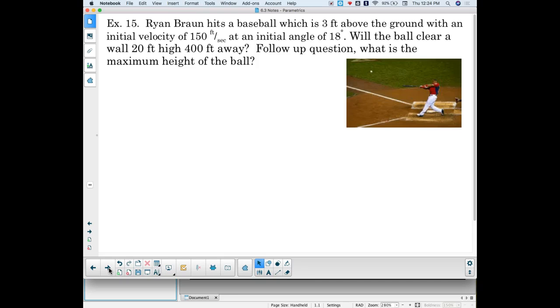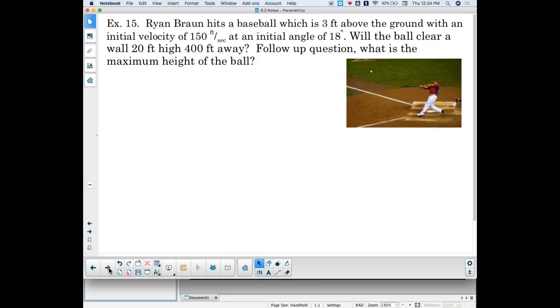Costanza's neighbor. Anyways, Ryan Braun hits a baseball which is 3 feet above the ground with an initial velocity of 150 feet per second at an initial angle of 18 degrees. Will the ball clear a wall 20 feet high 400 feet away? So, will he hit a dinger? Follow-up question, what is the maximum height of the ball?